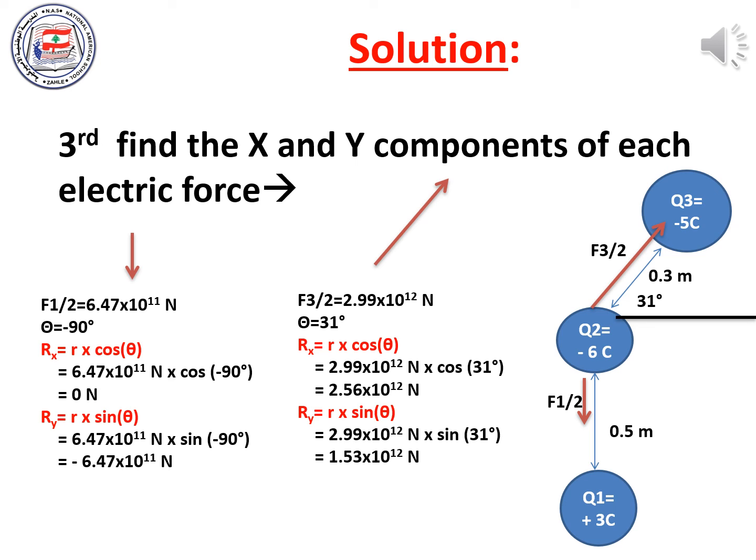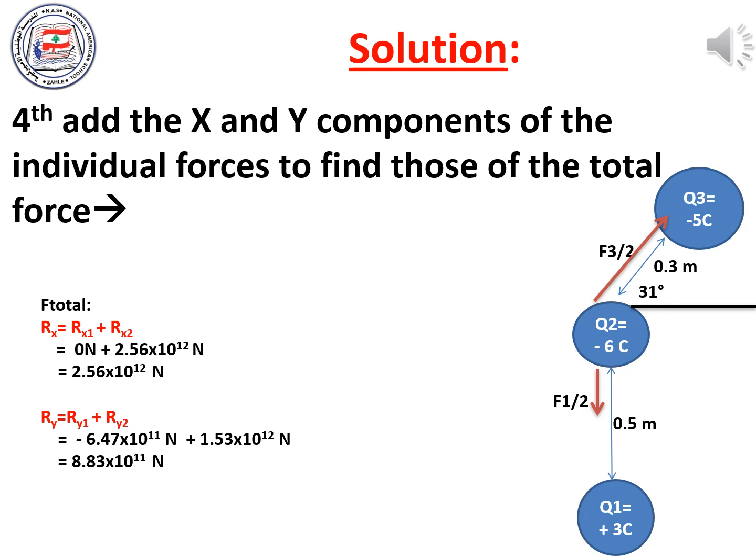This is the third step. In the fourth step, we add the x and y components of the individual forces to find the x and y components of the total force. So the total force has an x component equal to Rx1 plus Rx2, which are the x components of force 1 and force 2. So it is equal to 0 newtons plus 2.56 times 10 to the power 12 newtons, equal to 2.56 times 10 to the power 12 newtons.